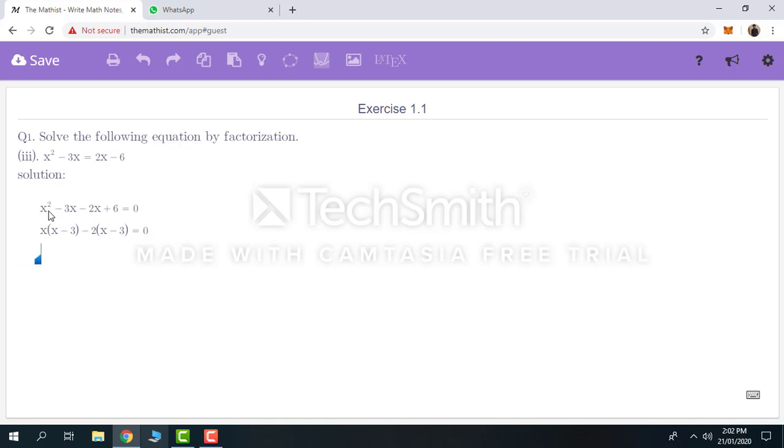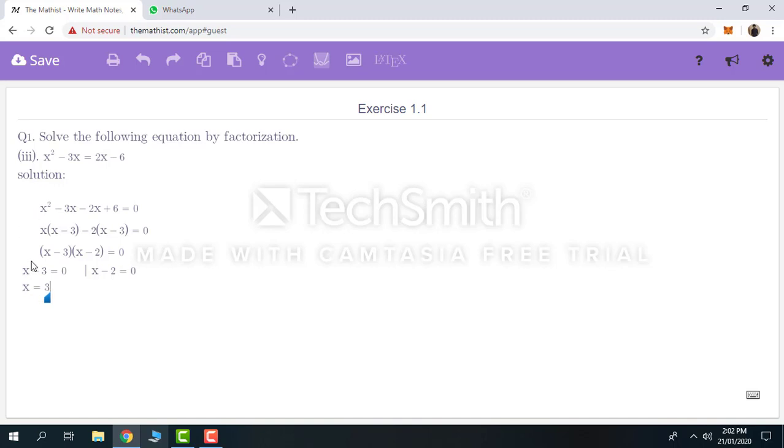Now in both of these we have x minus 3 common, remaining value will be x minus 2. Now put both values equal to 0. x minus 3 is equal to 0 and x minus 2 is equal to 0. So if we find value of x, x is equal to 3.